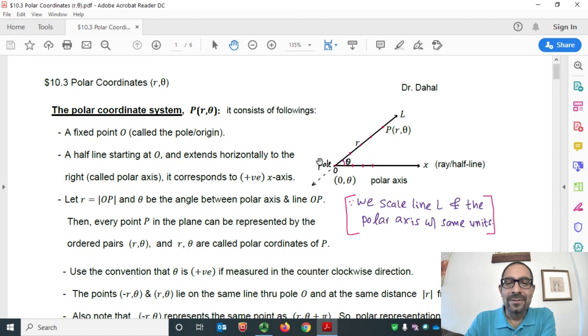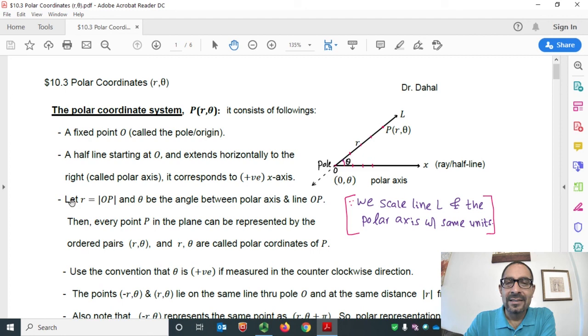In polar coordinate systems, in this diagram, it consists of the following. A fixed point O, which we call the pole or origin, which is here. A half line starting at the pole and extending horizontally to the right, called the polar axis. So this line starts from the pole and extends to the right side. It's also called a ray or half line. So also the polar axis. The polar axis corresponds to the positive x-axis.